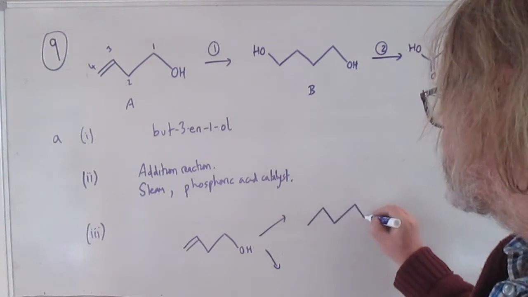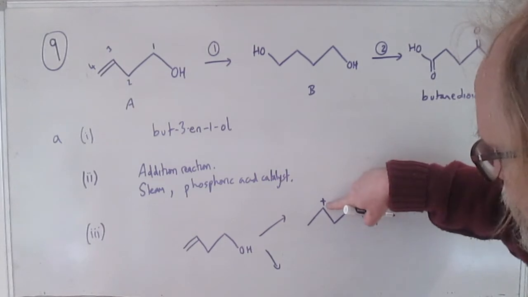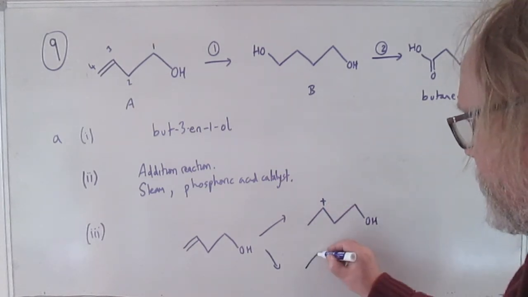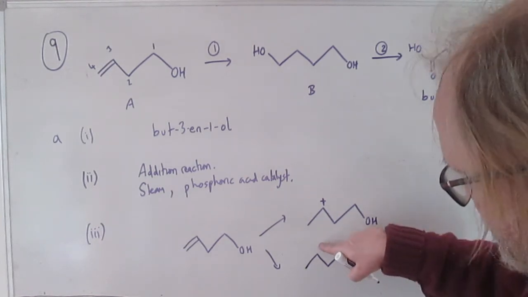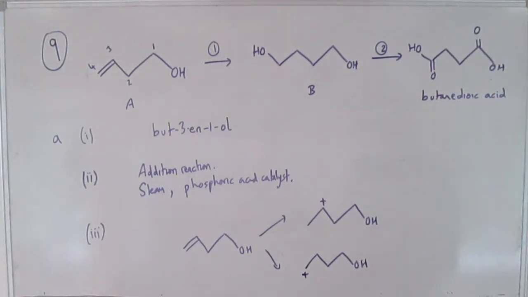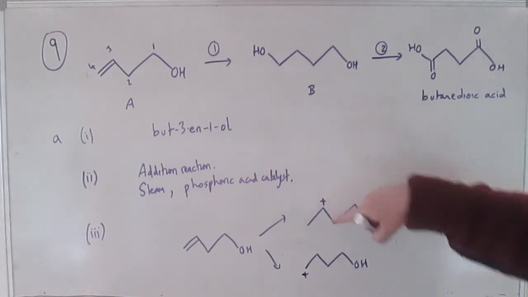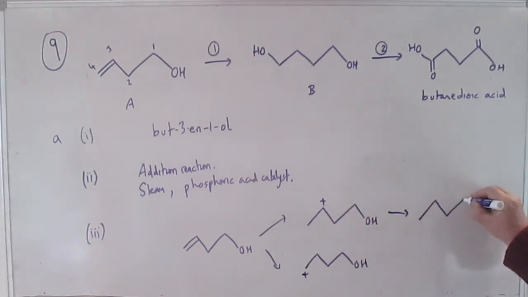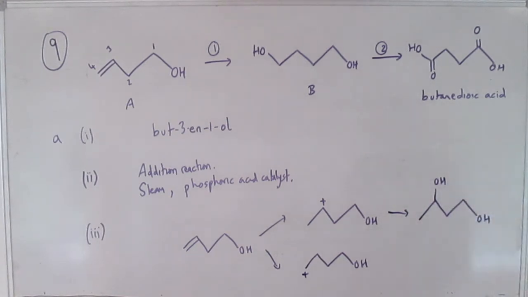This one, where we've added the hydrogen to that end and therefore got the positive charge there, or this one, where we've added the hydrogen to this end and therefore got the positive charge here. So 2 possible intermediates, and that one will then, in the second step, the OH- will add on to there to give you this product, which is not the one you want, or this product, which is the one you want.